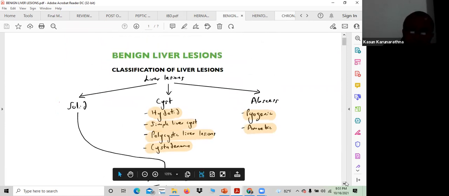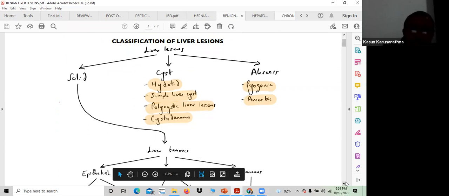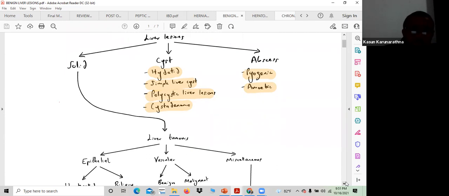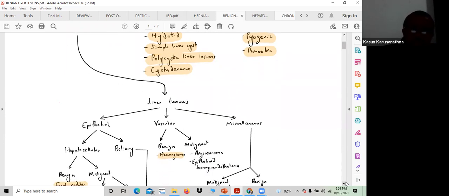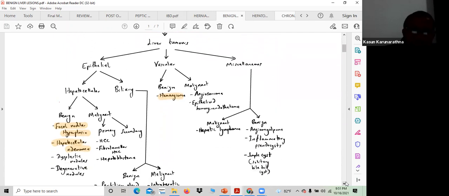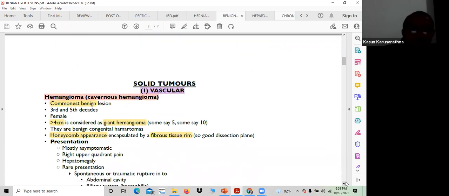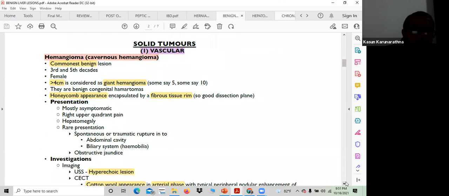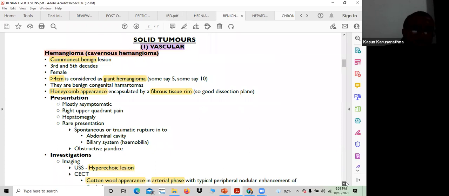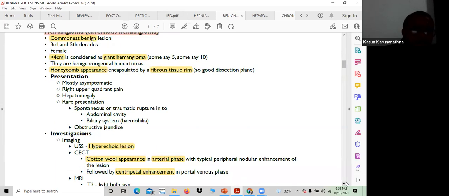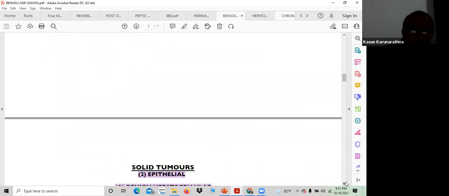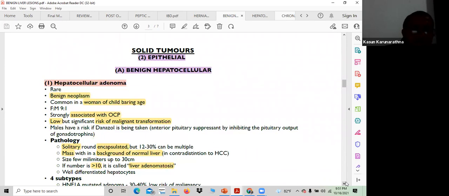Liver cysts can be hydatid cyst, simple liver cyst, polycystic liver lesions, or cystadenomas. And abscesses can be amoebic abscess or pyogenic abscess, right? Those are the main classification of the liver lesions. And hemangiomas are the commonest benign lesion, right? Mostly asymptomatic, you find them as an incidental finding, right? And you manage them conservatively.